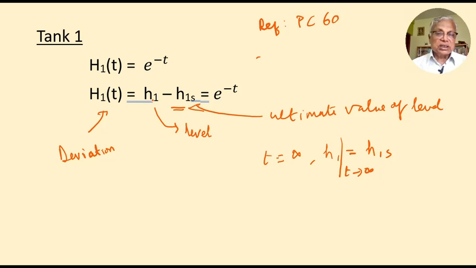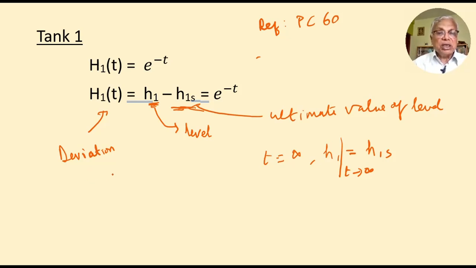So this difference, capital H1(t), directly represents the required answer for the question. This is the deviation in the level. Capital H1 is the deviation in the level from its ultimate steady state value. So H1(t) directly represents the deviation value.